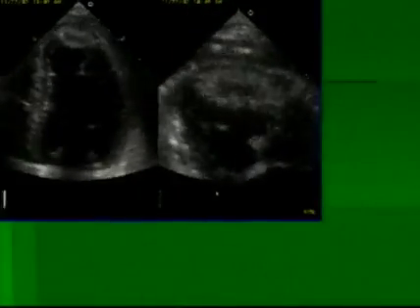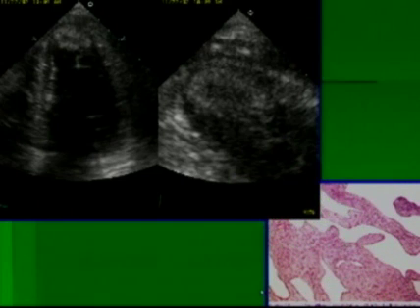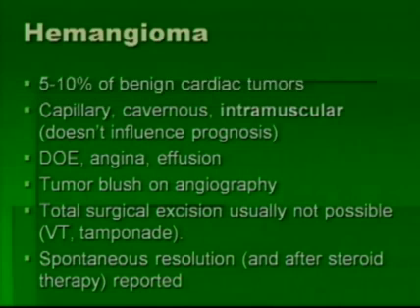So you remember this. This was our first case that we showed right at the beginning of this talk. It's a well-encapsulated tumor here in the left ventricular apex. If you still don't know what it is, here's the pathologic specimen. You can see there are these big vascular channels in it. And this is a hemangioma.